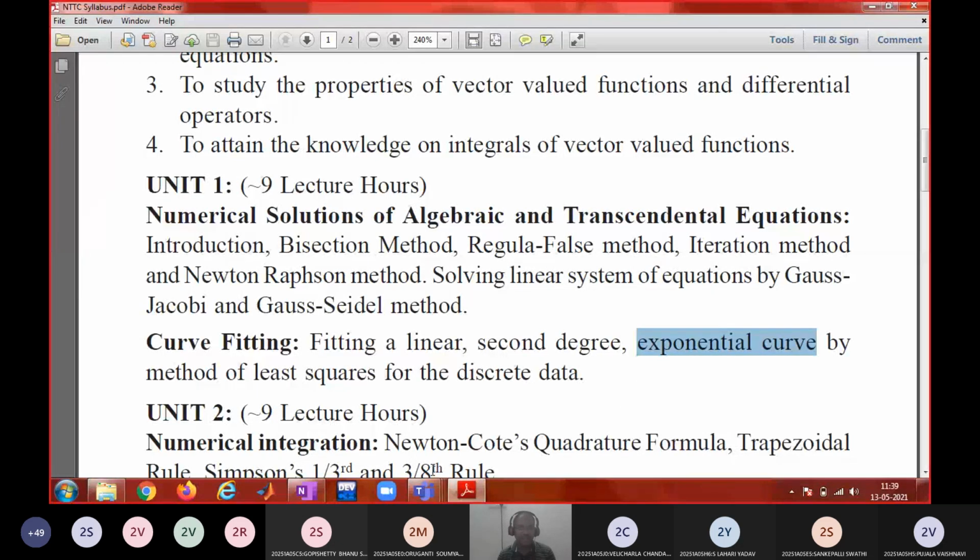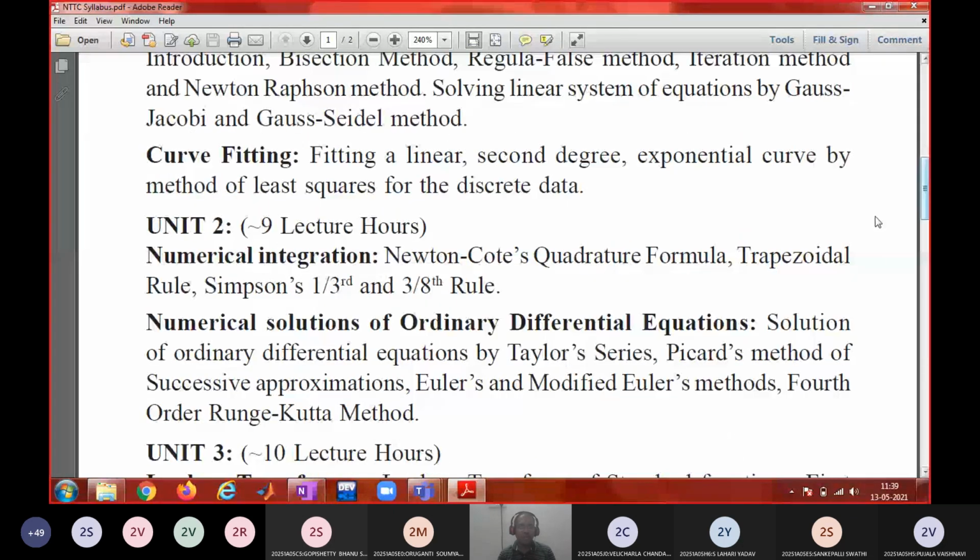With this we have completed the first 2 units. In the second unit, there are 2 more things you are going to learn. One is numerical integration, the other is numerical solutions to ODE.